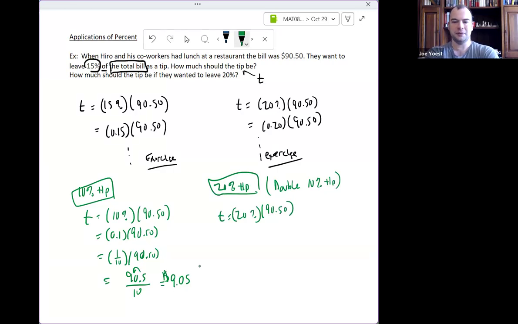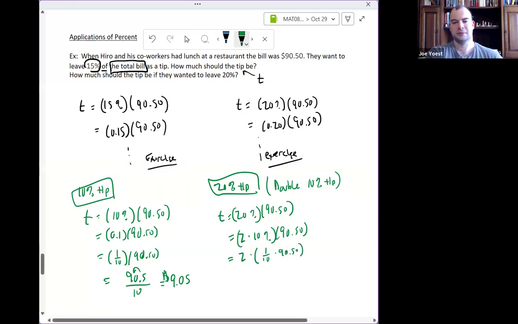So my tip would be 20% times 90.5, or that's just 2 times 10% times 90.5. Or that's 2 times 1/10 times 90.5. But I know that this bit is $9.05.